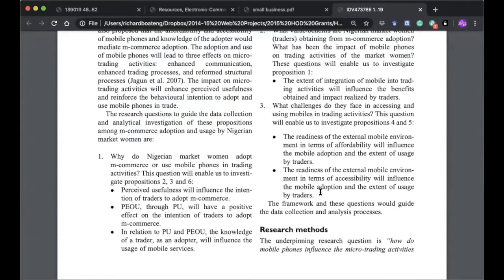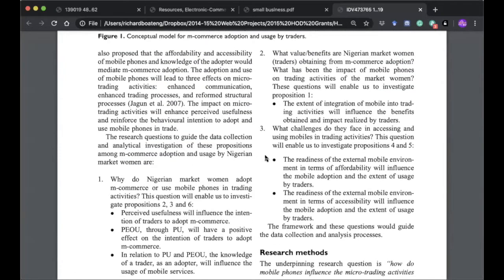Now, if you look at it carefully, it means that when we go to the field, to answer question 1, we will be looking for validity for these relationships: proposition 2, proposition 3, proposition 6. Then in answering question 2, we'll be looking for validity for proposition 1 here, and the same thing that we'll do here.